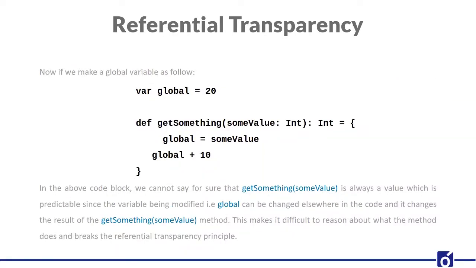So where does it actually break? Take a look at this example. We have a variable global with the value 20, and we have created a method getSomething which will give you something out of it, and then we reassign the value coming into getSomething to global and then increase the global by 10. So the above code, even though giving us the output, is somehow depending upon the global value. So if we call getSomething again, the result may differ. That's how referential transparency breaks here. This makes it difficult to reason about what the method does, and obviously it breaks the referential transparency principle.